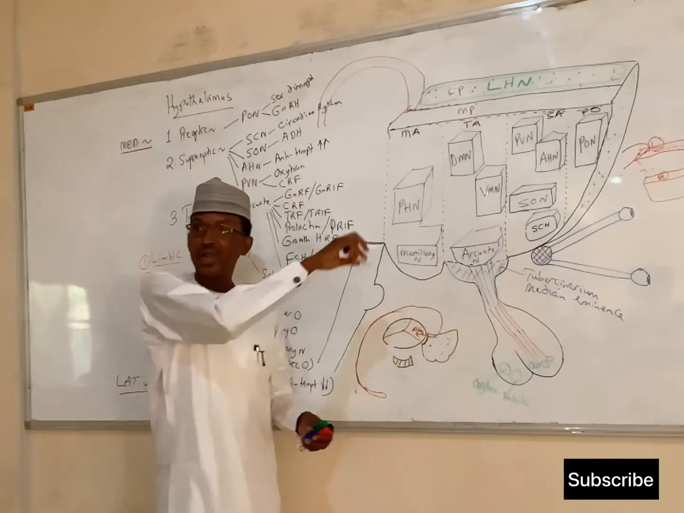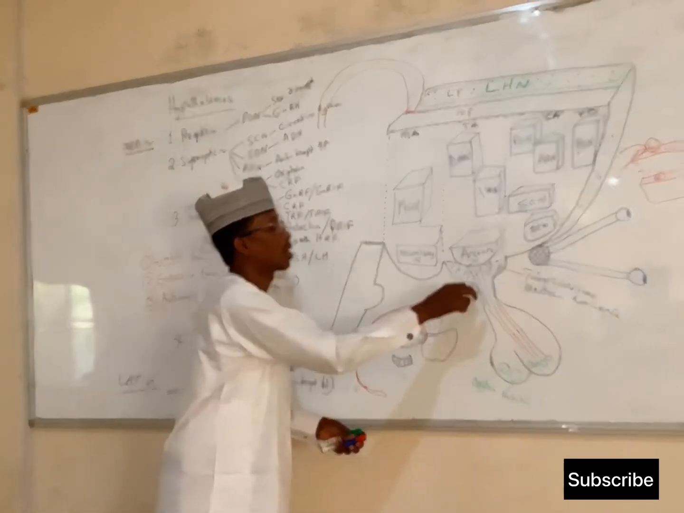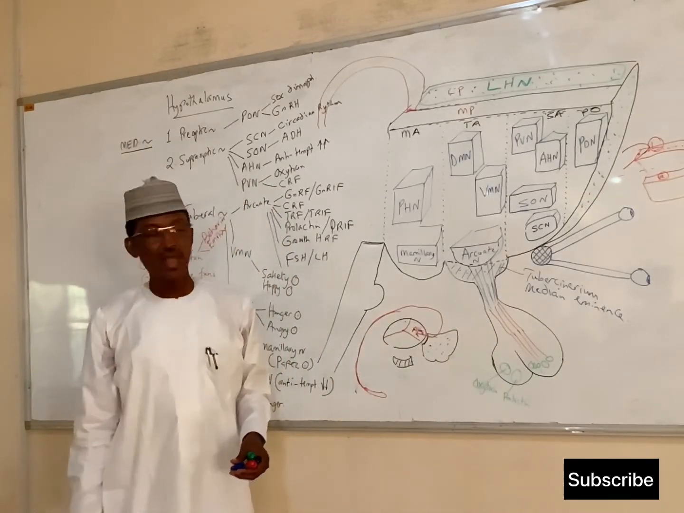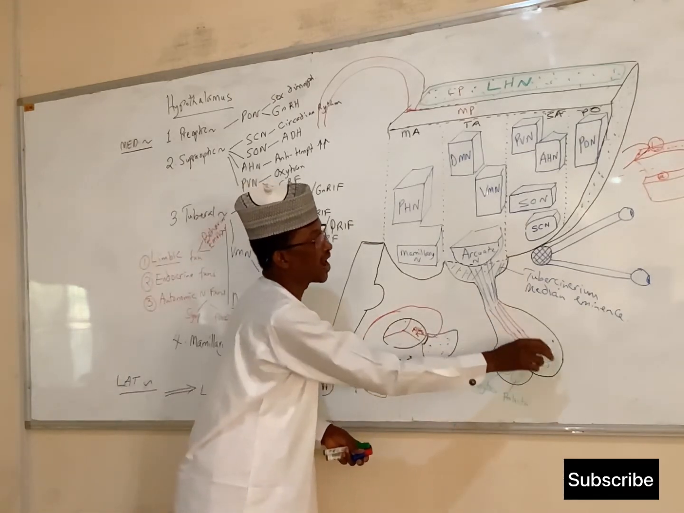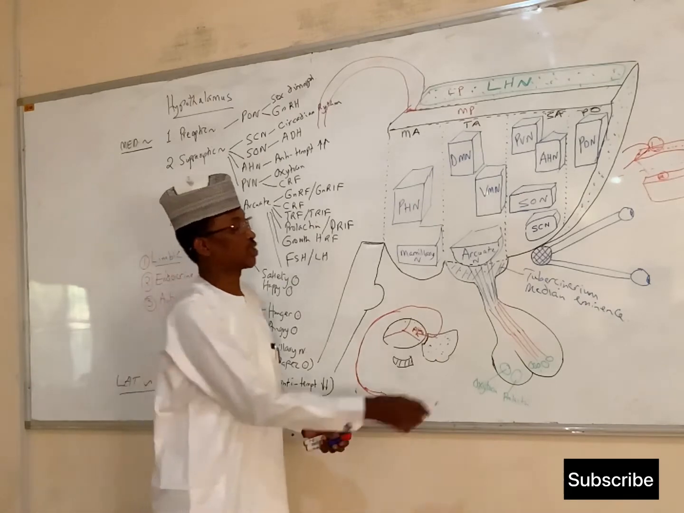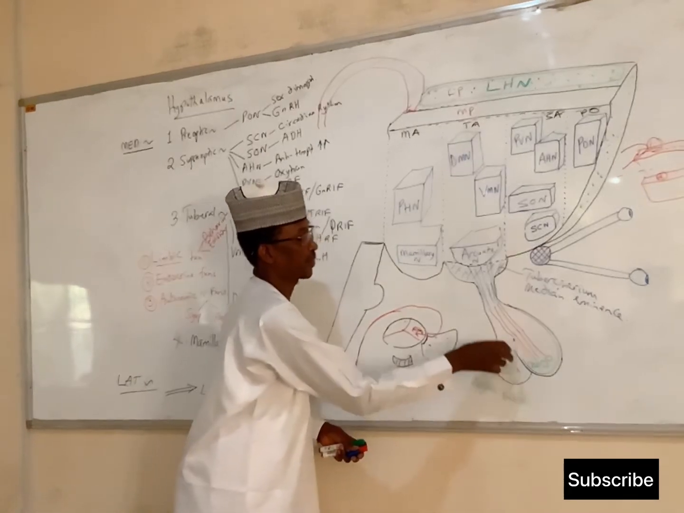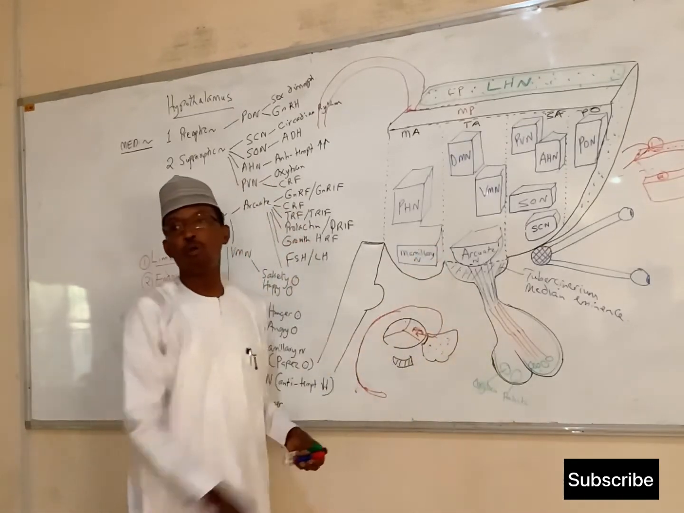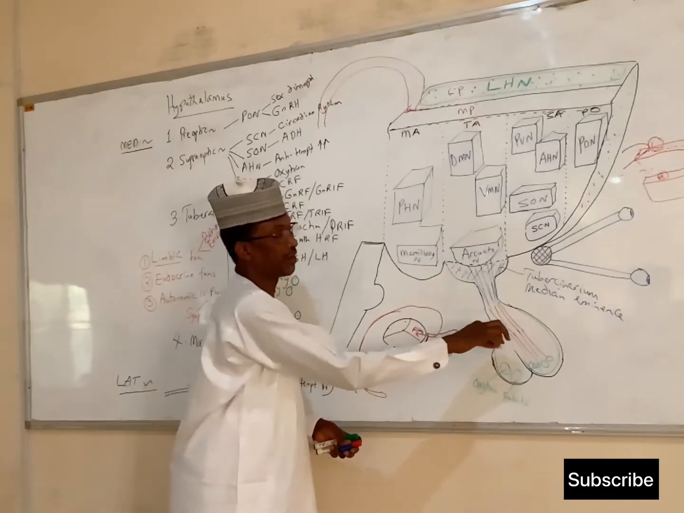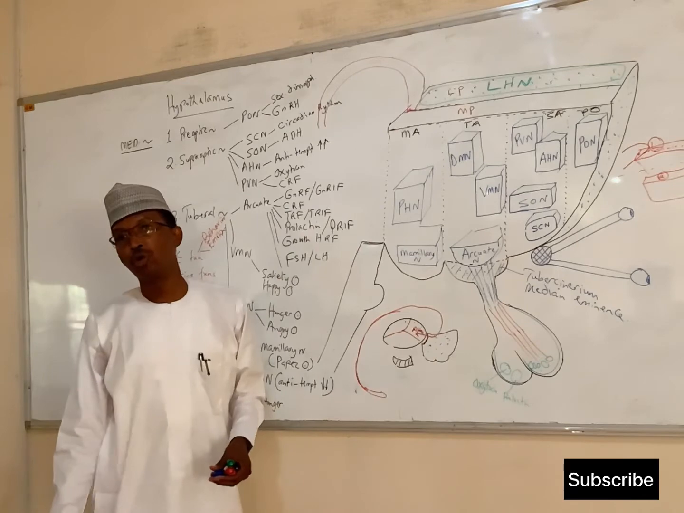So from this swelling now, the stalk of the pituitary gland emanates. And so the pituitary gland now hangs at the base of the brain. And so it has what we call an anterior part and a posterior part. So we have a larger anterior portion and a smaller posterior portion.